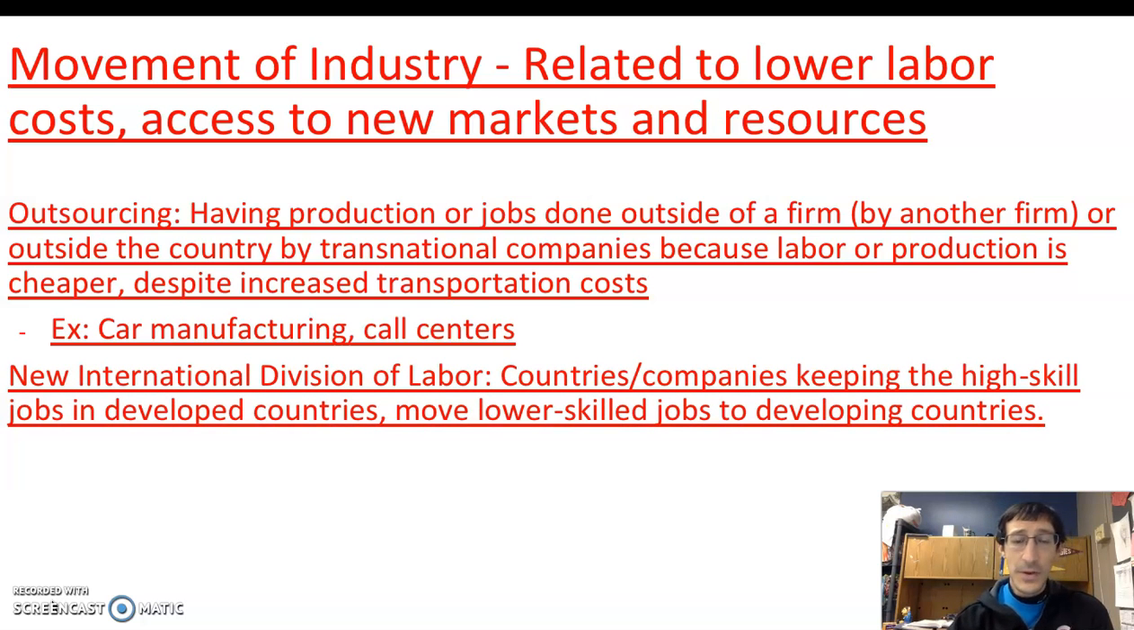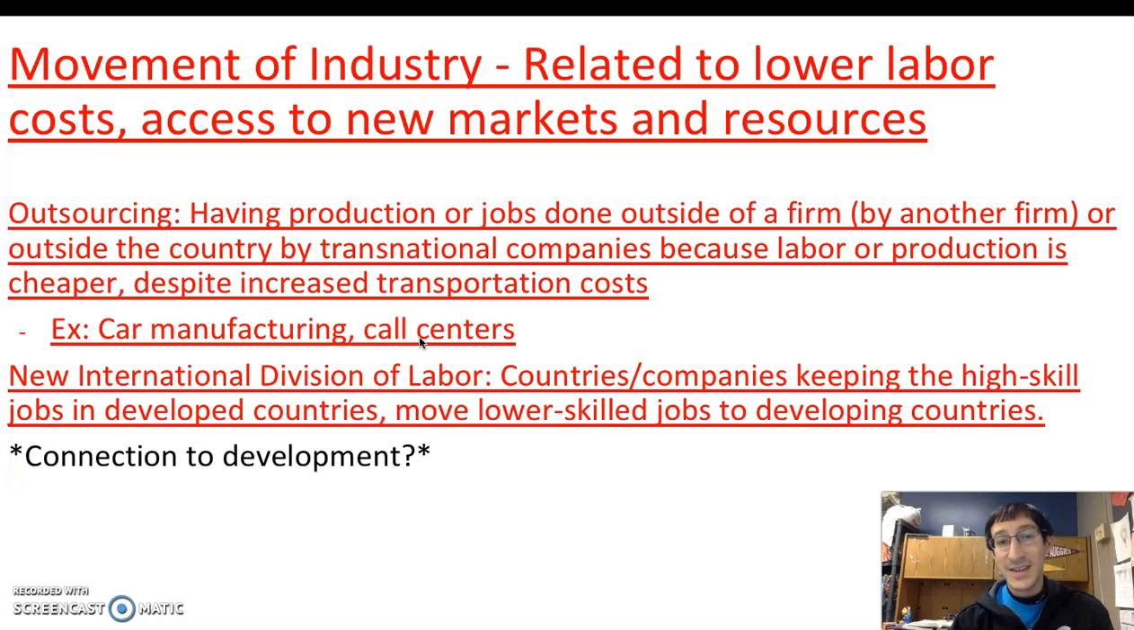Okay. This also connects to what we call the new international division of labor. What this refers to is the movement of those jobs that we're talking about here, oftentimes outsourced, by companies or countries, keeping the high-skilled jobs in developed countries and moving the lower-skilled jobs to the developing parts of the globe. So that means that, again, call centers and car manufacturing aren't necessarily considered high-skilled, and so they move those abroad because that lowers the cost of what it actually takes to make said product or provide that service. All right, as we will see a couple of examples here later on.